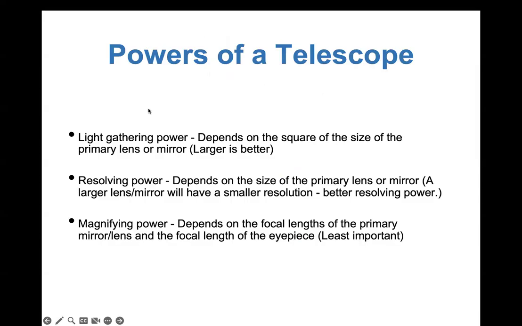So the powers of a telescope, okay? Well, the light gathering power depends on the square of the size of the primary lens or mirror. So that tells us that larger is better. And that's why there's always been a race for bigger and bigger telescopes. It's not just that scientists want to show off by having the biggest telescope. There's a direct scientific significance, a meaningful advantage to having that bigger telescope. You can get a lot more of this light gathering power.